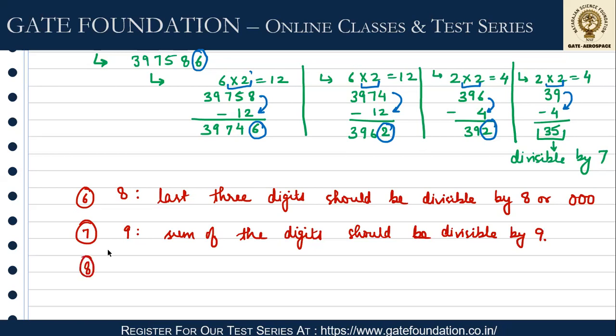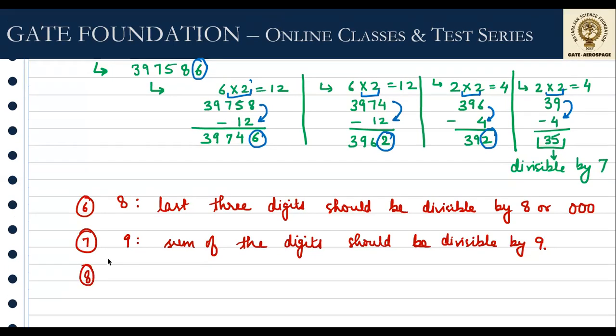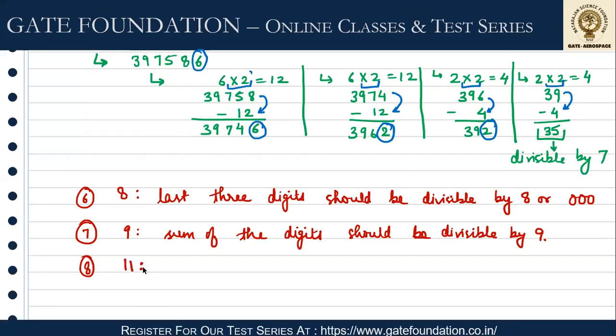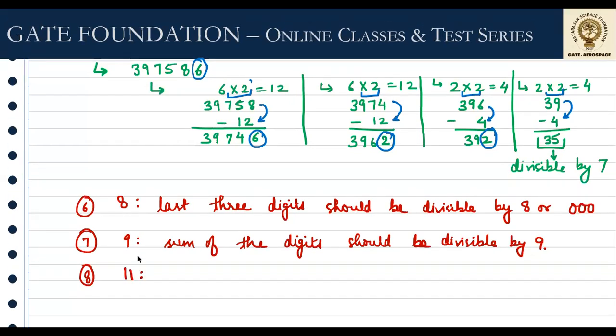For 10, the last digit should be 0, and we'll complete it with 11. I'm not going beyond 11, because there are certain divisibility tests beyond 11 also. But if you get such questions beyond 11, you can use a calculator in that case. That is what I prefer.